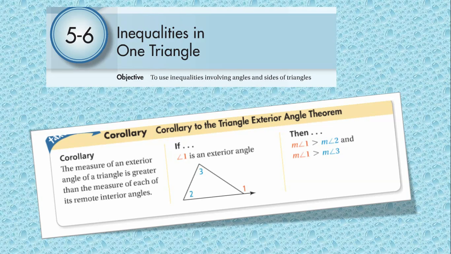Because angle 1 equals the sum of them, it will be greater than any one of them. For example, 10 equals 3 plus 7, then 10 is greater than 3 and greater than 7.